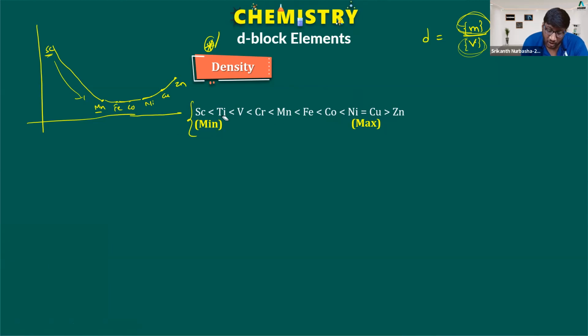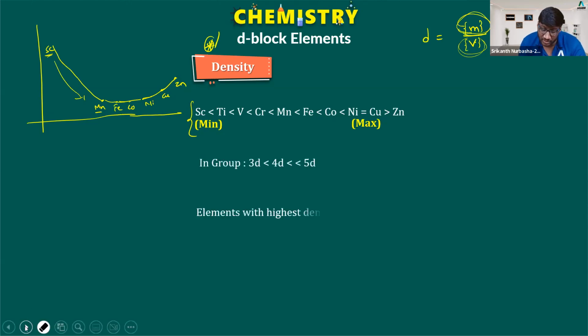From scandium to almost nickel, there will be quite an increase in the density because density is equal to mass by volume. Mass is increasing, volume is decreasing. But for the last elements like copper, since it is going to have higher radius, its volume is high, so density should be low. So copper and zinc, if you compare, nickel and copper will have maximum density, and then you have zinc.